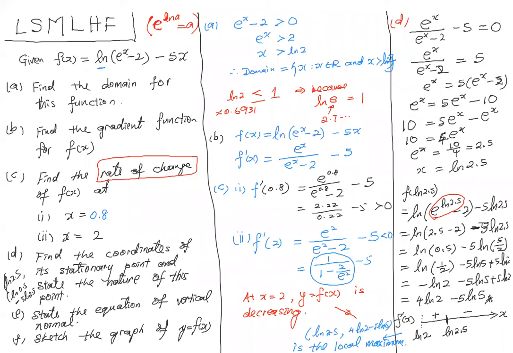Okay, now, got it? So we are going to the next page for part E. So we know that there is a maximum point here. This one goes up, the maximum point is ln 2.5, and the y is 4 ln 2 minus 5 ln 5. Yeah, so here I want the vertical normal. That's why in this question I say state. So what is the equation of the vertical normal?